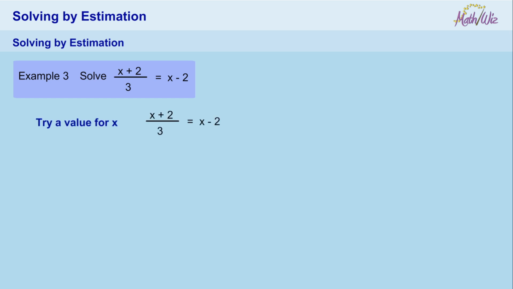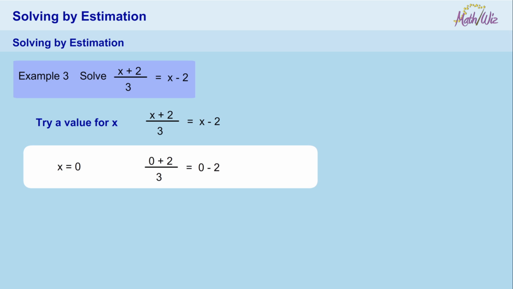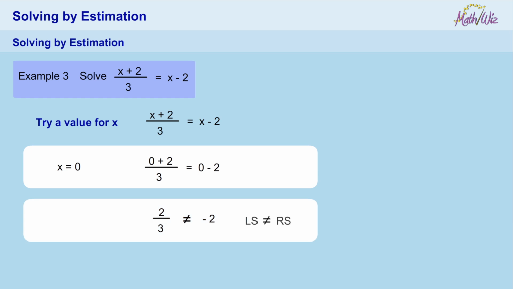Let's try an example now that involves a little bit of dividing in the solution. Example 3. Solve x plus 2, all divided by 3, equals x minus 2. This equation certainly looks more complex than the previous ones. Let's try some values for x. x equals 0. This doesn't seem to work because after simplifying both sides of the equation, you can see that 2/3 is not equal to -2, so left side is not equal to right side. This is not the solution to the equation. Let's try x equals 1. After substituting and simplifying, we arrive at 1 is not equal to -1. Both sides are not equal. This is not the solution.